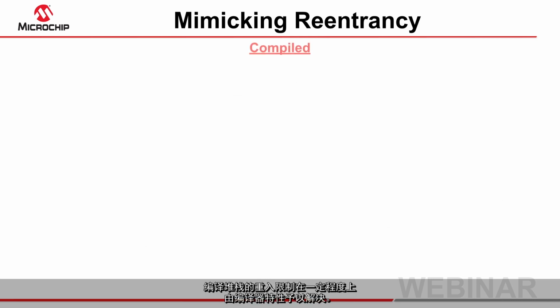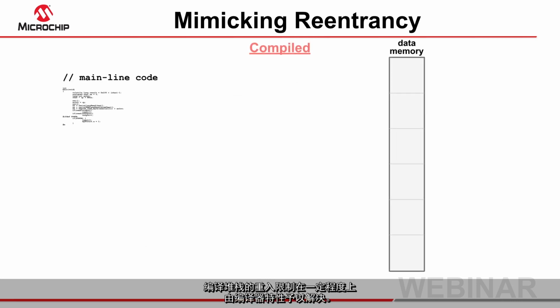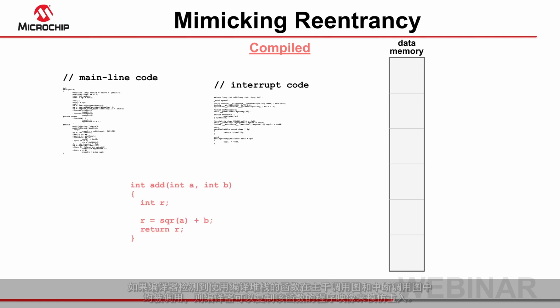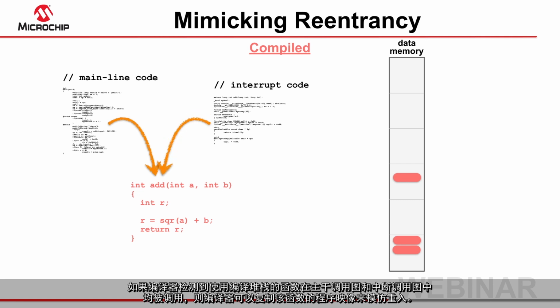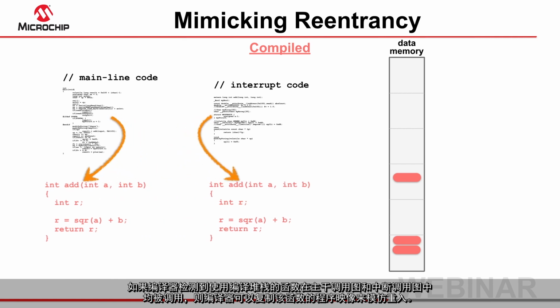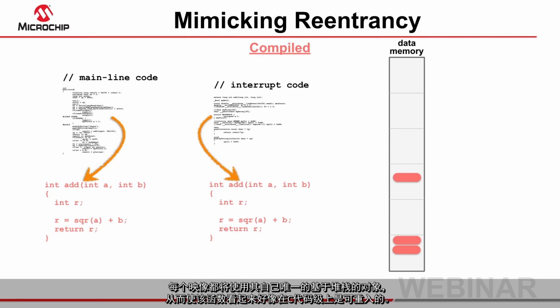The reentrancy limitation of compiled stacks is partly addressed by a compiler feature. If the compiler has detected that a function using the compiled stack is called from both mainline and interrupt call graphs, the compiler can duplicate the function's program image to mimic reentrancy. Each image will use its own unique stack-based objects, making it seem as if the function is reentrant at the C level, even though it is not.